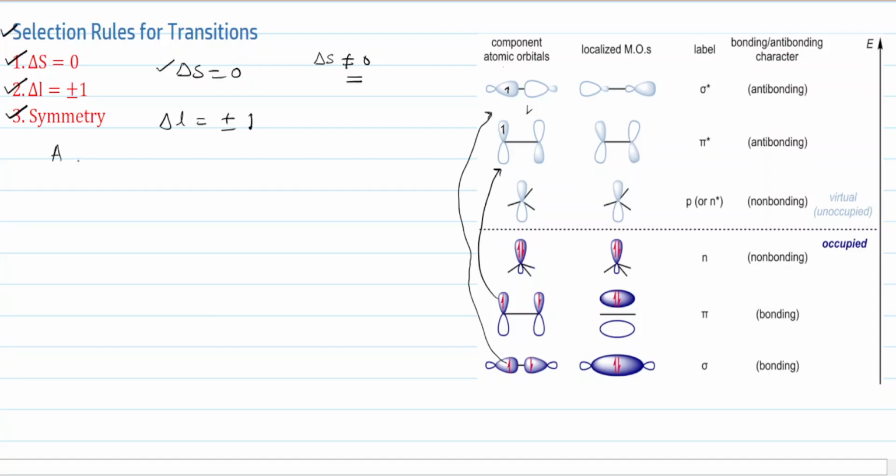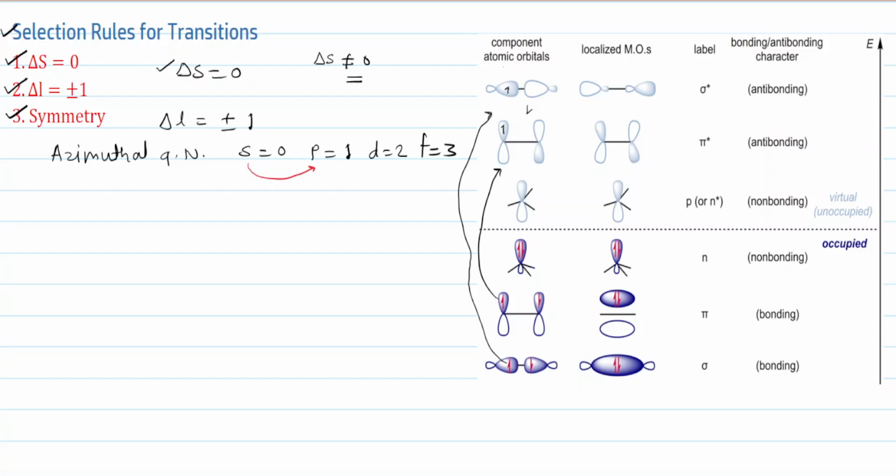I will write here azimuthal quantum number, and the values of azimuthal quantum number for s orbital, it is equal to 0, for p orbital it is equal to 1, for d orbital it is equal to 2, and for f orbital it is equal to 3. Now when electron is promoted from s orbital to p orbital, then what is happening?